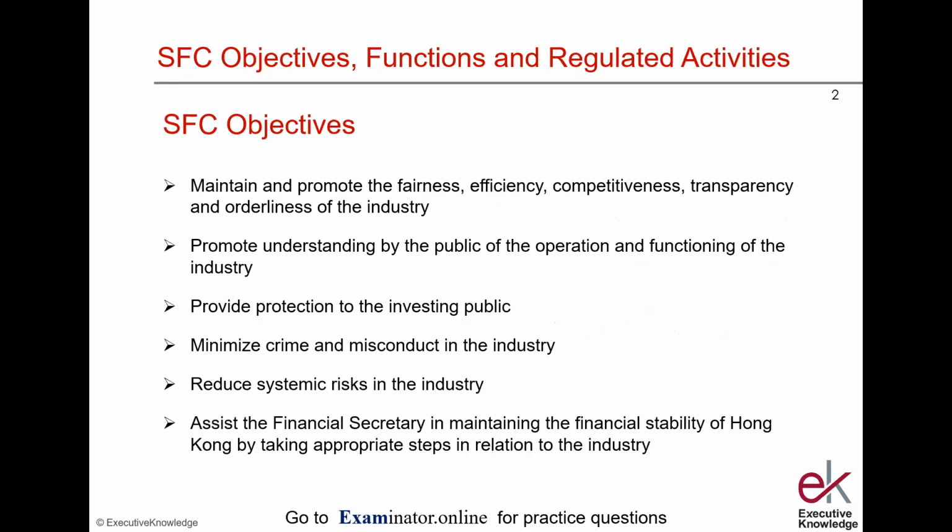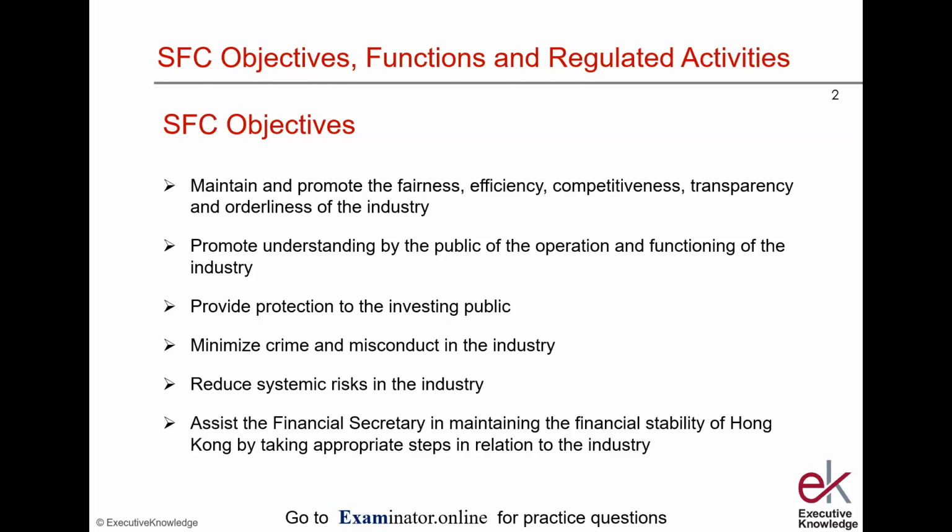This is why the Securities and Futures Commission exists. It is to maintain and promote the fairness, efficiency, competitiveness, transparency, and orderliness of the industry. All very straightforward. Promote understanding by the public of the operation and functioning of the industry. Now, the public in Hong Kong is important because many of the public retail investors invest in the markets, probably a higher proportion than other financial centers.